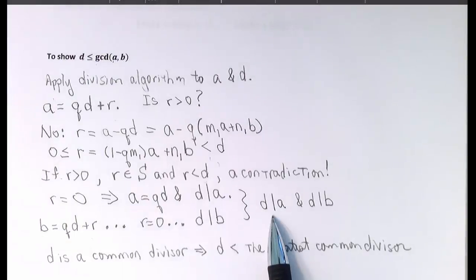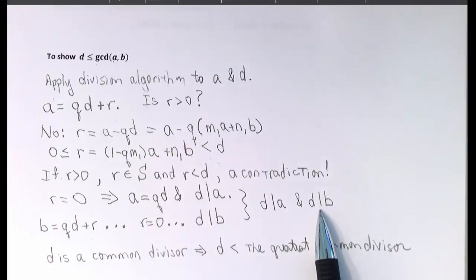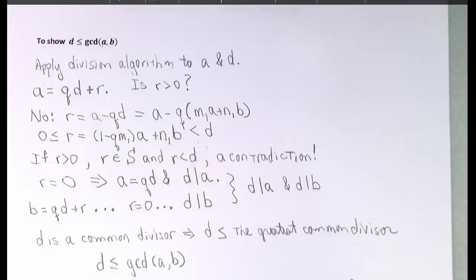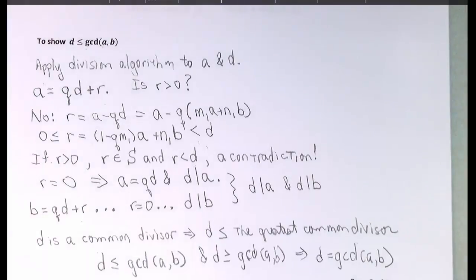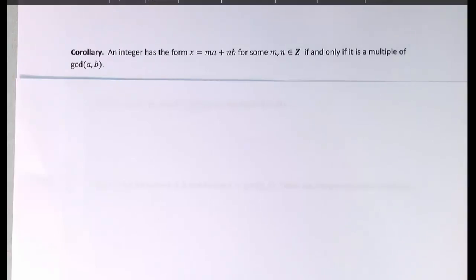If D divides A and D divides B, we have D as a common divisor of A and B. If it's a common divisor, then D must be less than or equal to the greatest common divisor of A and B, and that gives us the inequality we need. We've shown then that D is both less than or equal to the GCD of A and B and greater than or equal to the GCD of A and B, and therefore D must be equal to the GCD of A and B. But that, of course, is what we wanted to show, and that completes the proof of Theorem 2. We obtain a very useful corollary then.